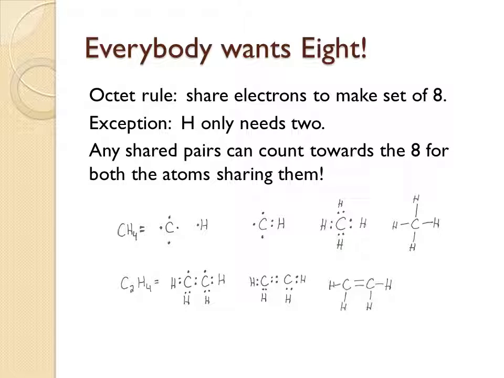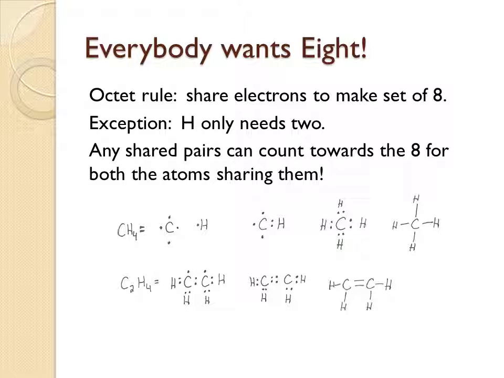So if we continue to fill the other sides of the carbon with some more hydrogens and have each hydrogen bring its electron to the party, then pretty soon we have a carbon that has 8 electrons around it. And then each of these hydrogens has 2 electrons around it. So all of them are complete. They're all full the way they want to be.